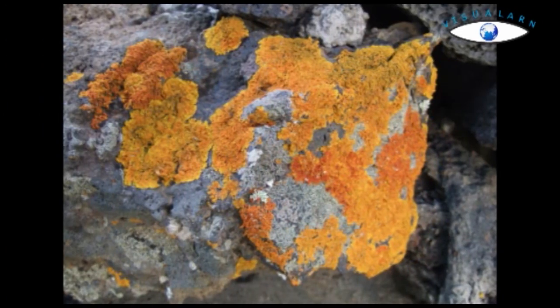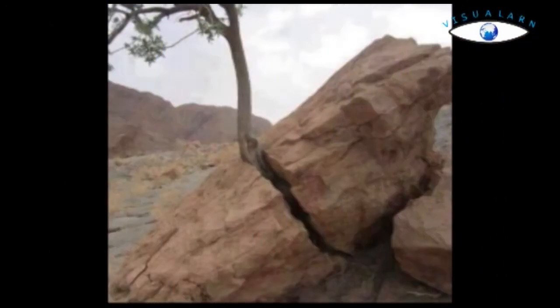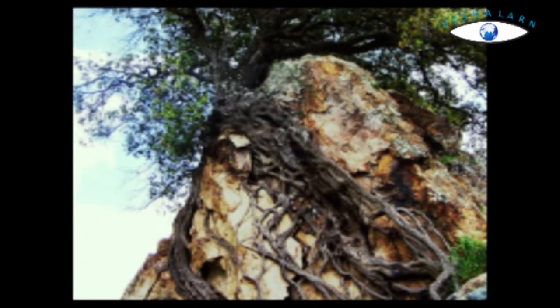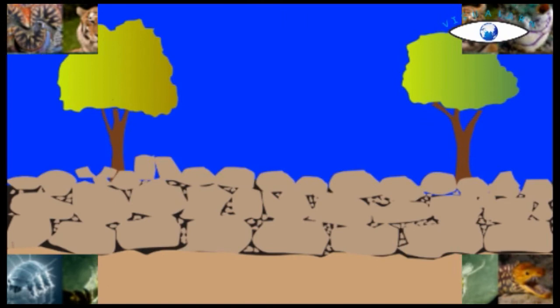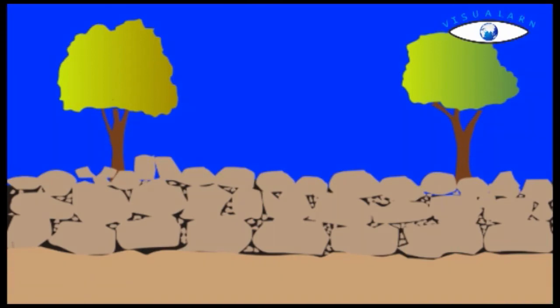Biological weathering involves the disintegration of rock and minerals due to the chemical or physical agent of an organism. The organisms that can cause weathering range from bacteria and plants to animals. Weathered rock that remains over the surface is called regolith.